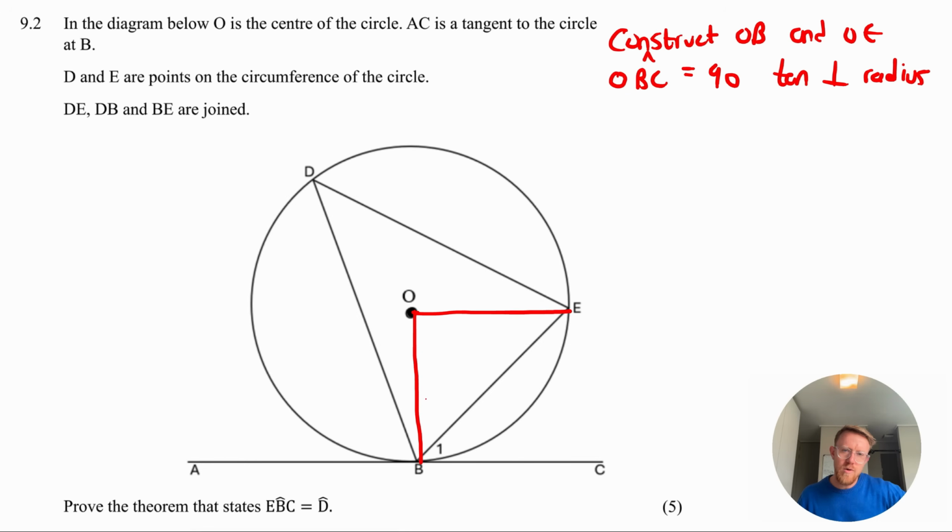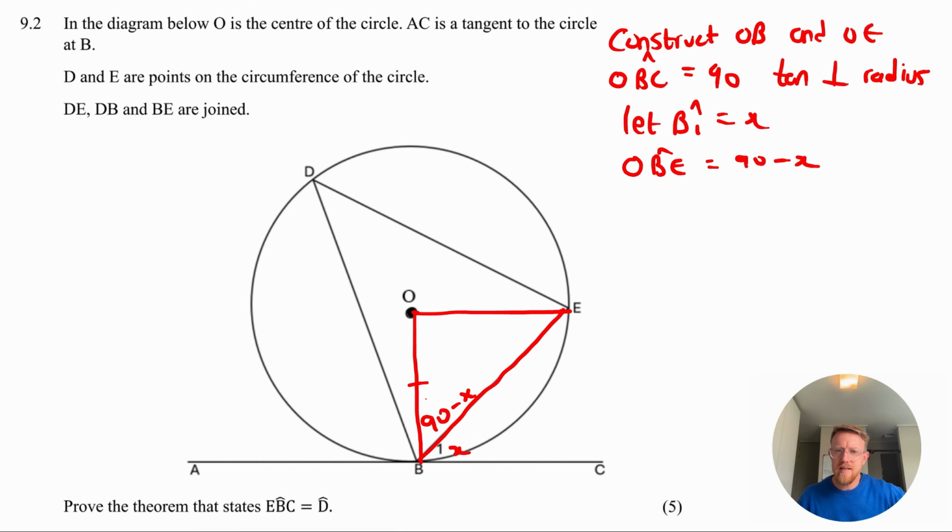Then what we do is we let B1 equal x. So this over here is x. Then what would this little angle be? Well, that little angle would be 90 minus x. So angle OBE would be equal to 90 minus x. Okay, so we now have this as 90 minus x.